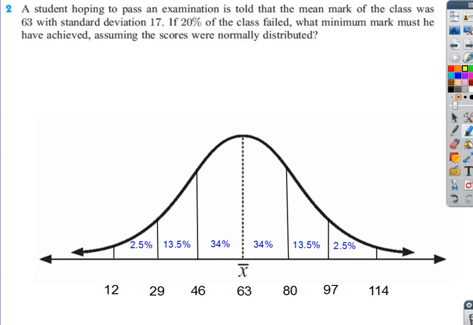Okay, in this question we're given the area but not the numbers across the bottom. Let's just have a look at what the question says. We'll fill out the information and I'll show you how to solve it using the graphic calculator.